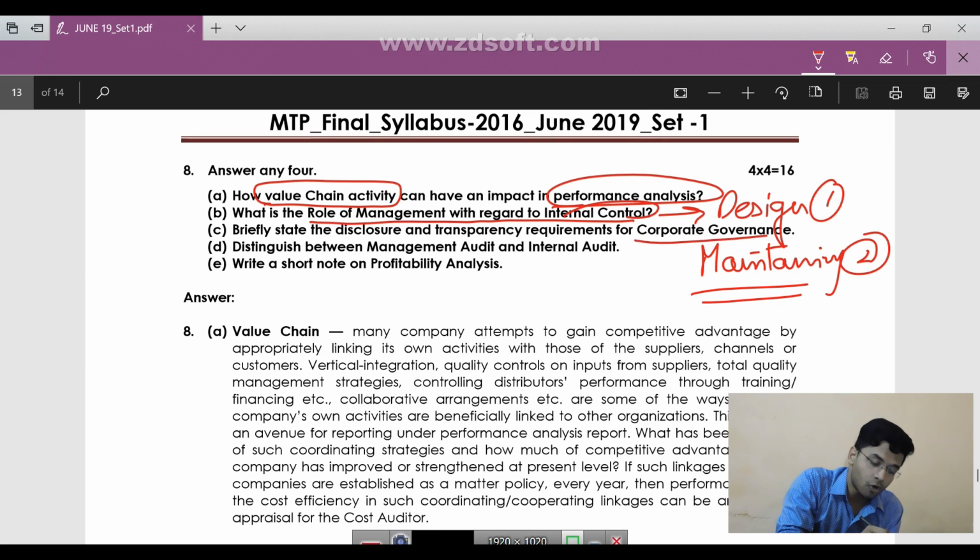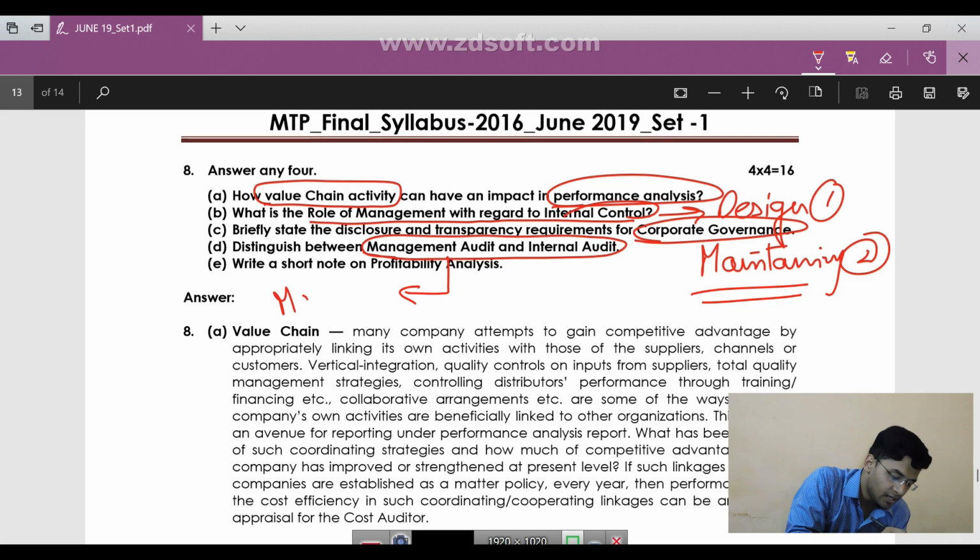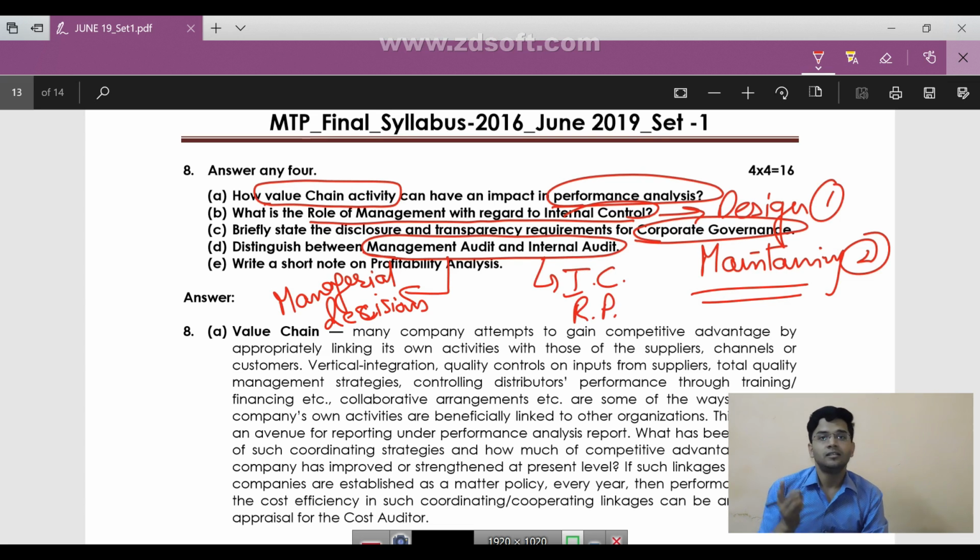Briefly state the disclosure and transparency requirement for corporate governance. Corporate governance is a point which we have discussed in depth in our classes and the notes. So I have to write the points. And management audit and internal audit. Difference between management audit and internal audit, guys, to state it briefly. The managerial decisions are analyzed in management audit, and in internal audit, internal controls and risk policies are analyzed. So these are the differences between management audit and internal audit.